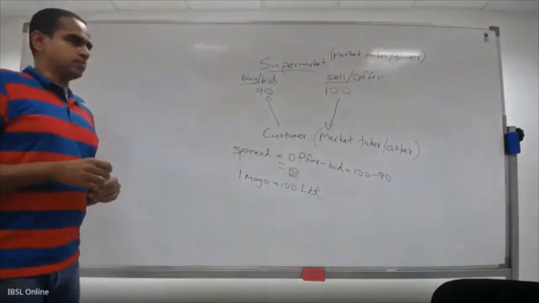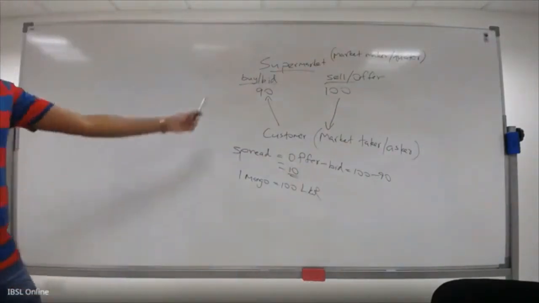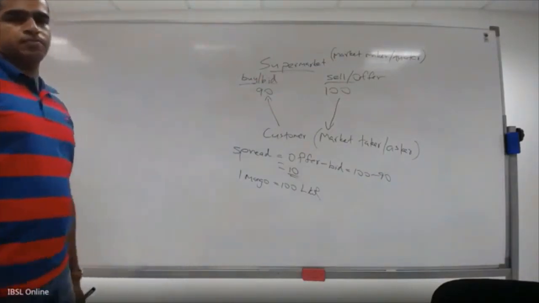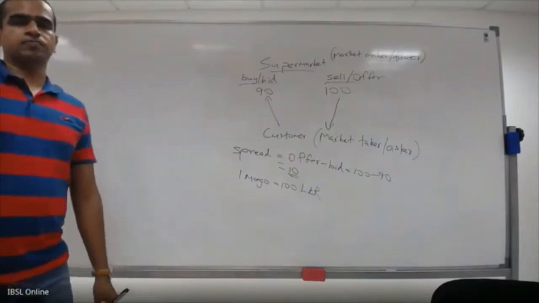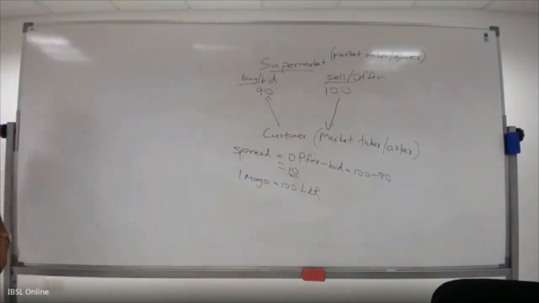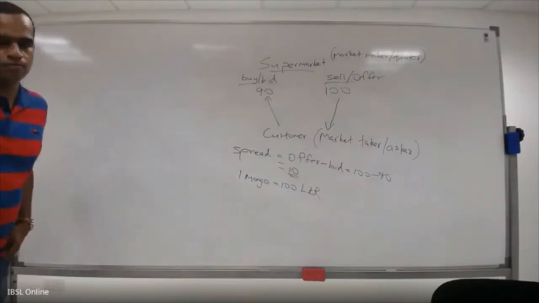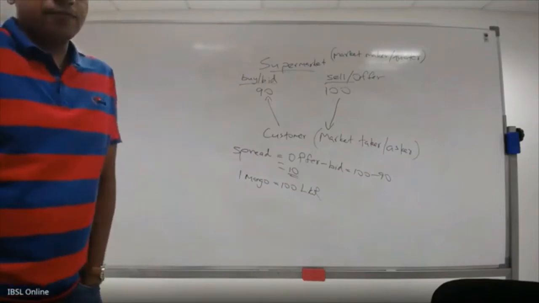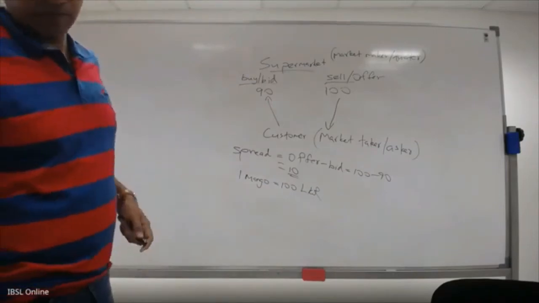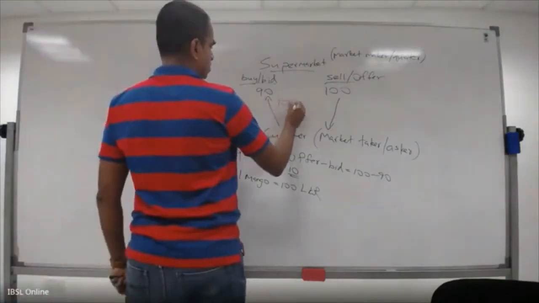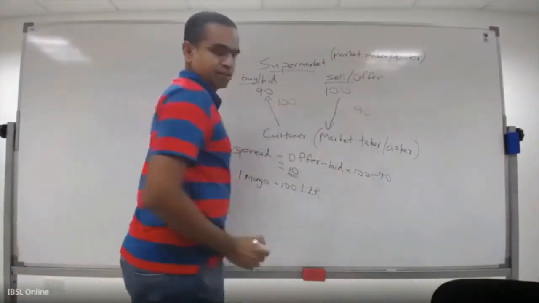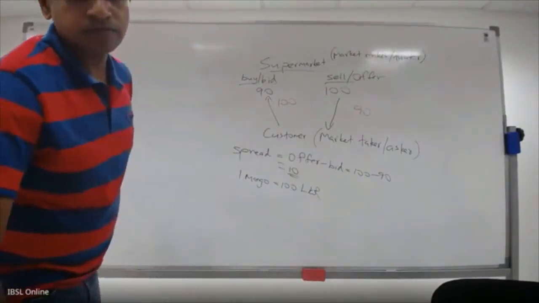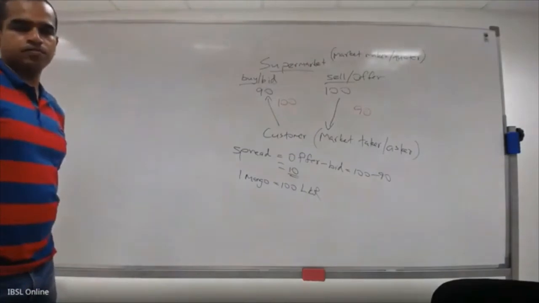Now let me ask you a question. What if this was reversed? What if the bid was 100 and the offer was 90? Then what happens? Any idea what happens?